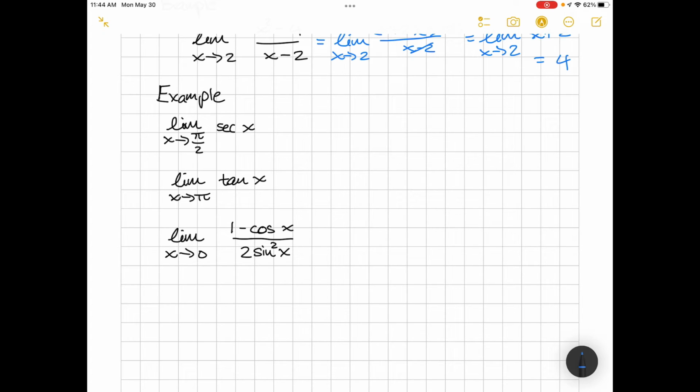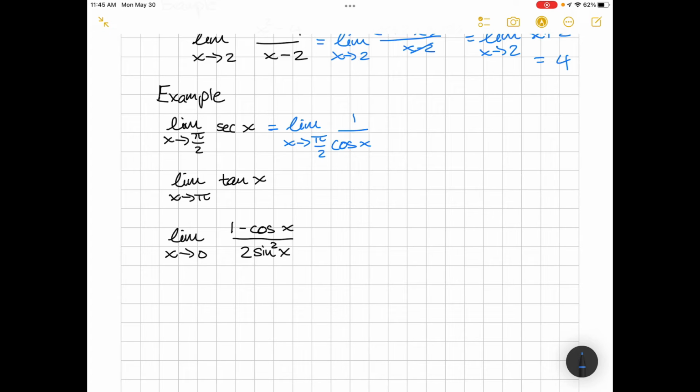Well, the secant of x is equivalent to 1 over cosine of x, which means that we can rewrite this limit as the limit as x approaches pi over 2 of 1 over the cosine of x, like that. And now let's try plugging in pi over 2 for x.